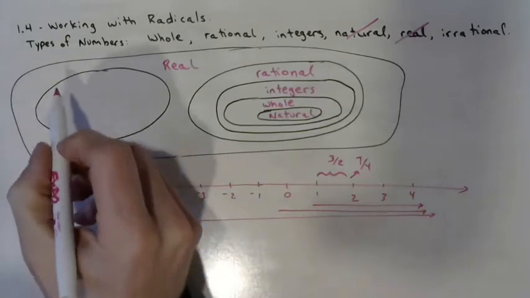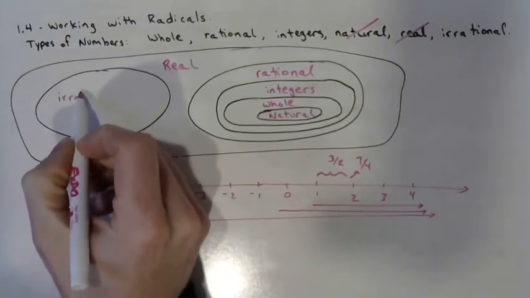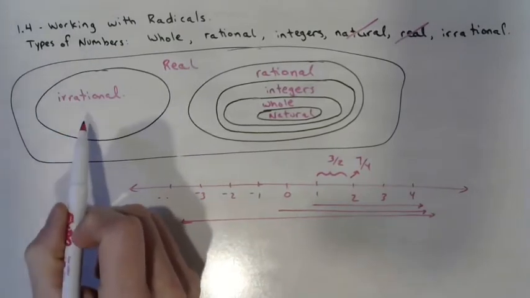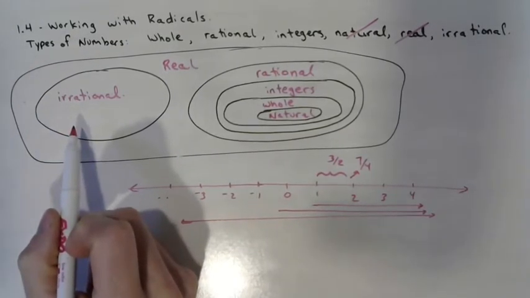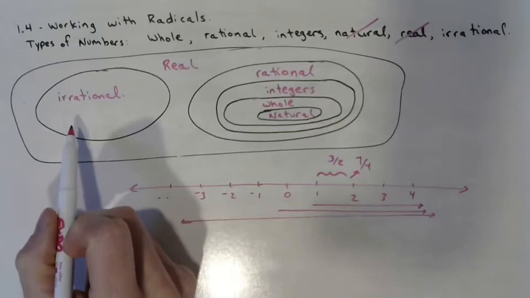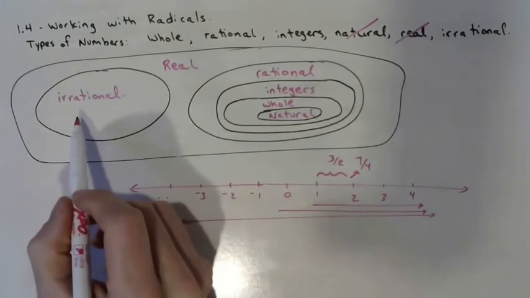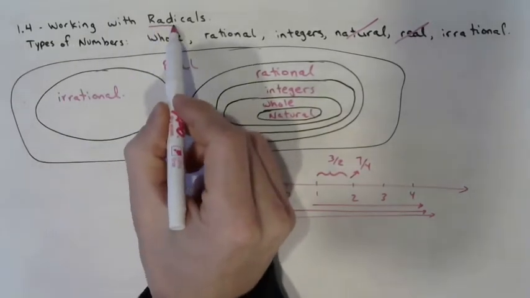Which means that over here we have the irrational numbers. These are numbers that cannot be expressed using fractions, okay? We're going to talk about what those are. So they can't be expressed in terms of a fraction, a over b. And one type of number that makes its way into here is radicals, okay?